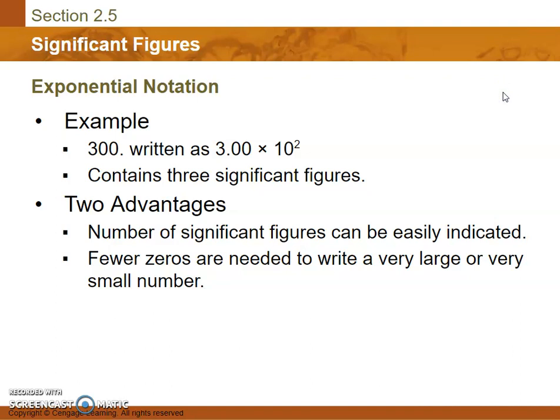Exponential notation. An example of it would be 300 with a decimal written as 3.00 times 10 to the second. It contains 3 significant figures, and we know that because we have 1, 2, 3. There are 2 advantages to writing this way. The number of significant figures can be easily indicated, and there are fewer zeros that need to be written when dealing with a very large or very small number.